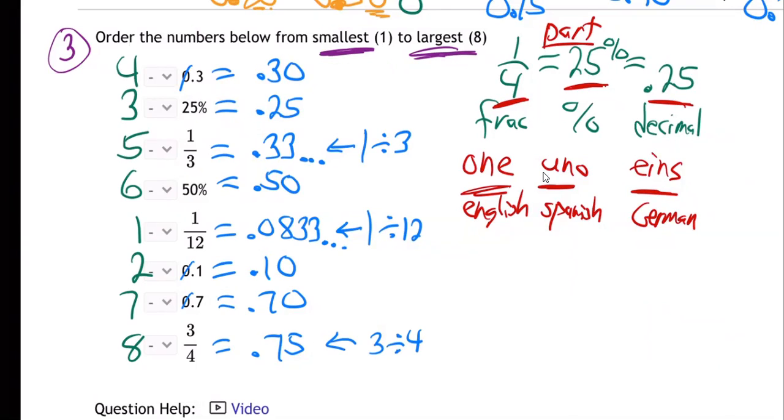We just changed them all to 2-digit decimal numbers, so it made it easier to compare them. Questions on that one?